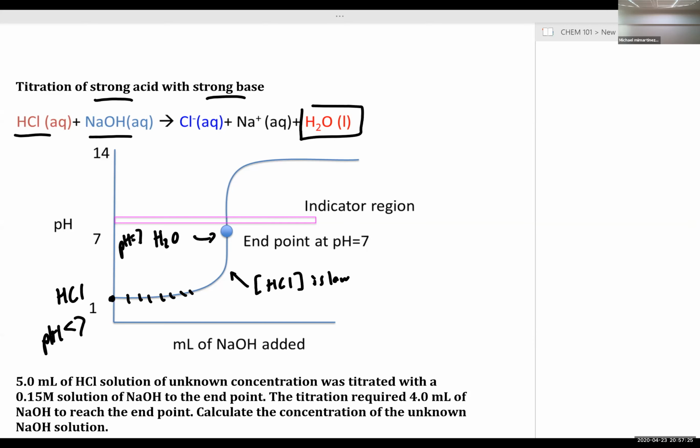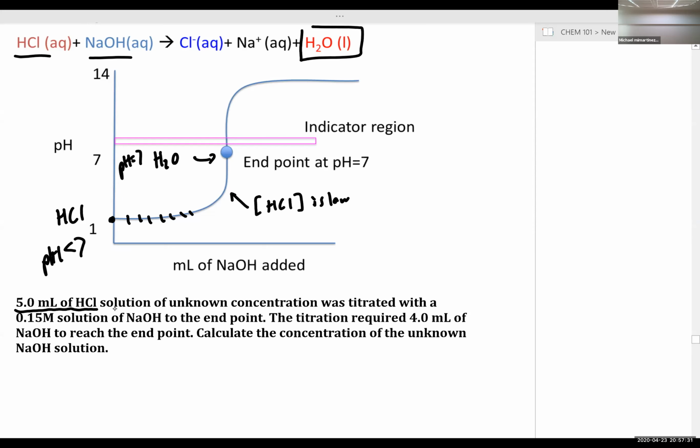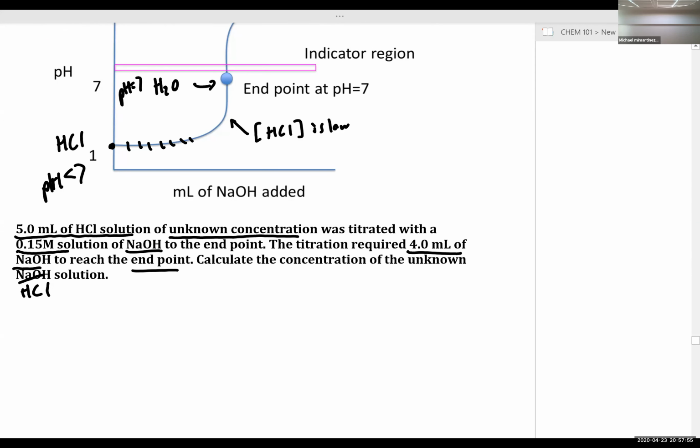Mechanically, this titration is handled just the same as our earlier example. Given that we have 5 milliliters of HCl solution of unknown concentration titrated with a 0.15 molar solution of sodium hydroxide, and that the titration required 4 milliliters of NaOH to reach the end point, I'd like you to calculate the concentration of the unknown HCl solution. So take a moment, given this data, to calculate the concentration of our unknown hydrochloric acid solution. And you're more than welcome to message me with your proposed setup and your proposed solution to this problem.